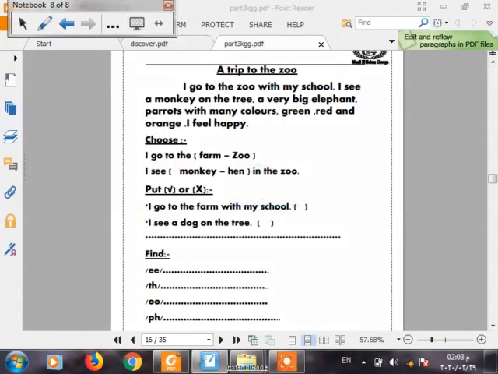We will take our pen. I go to the zoo. So, he goes to the zoo with my school. So make a line under school.